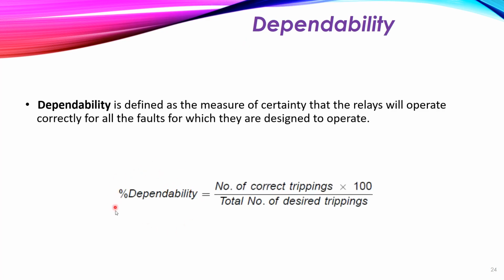And the dependability of the relay can be equal to the number of correct trips of the relay itself over the total number of desired trips. So how many trips do I want, or should the relay have tripped? The number of correct trips represents the actual correct trips of the relay.